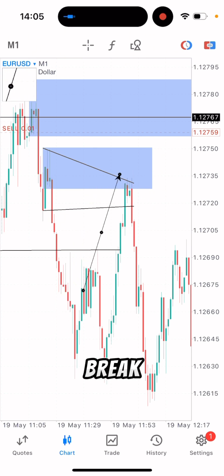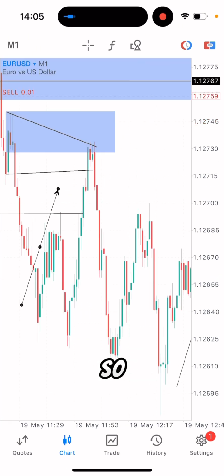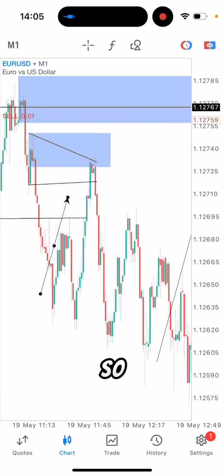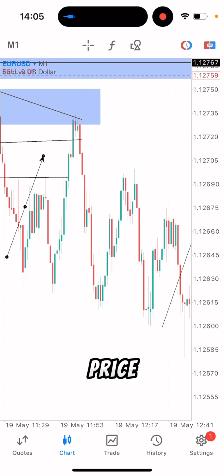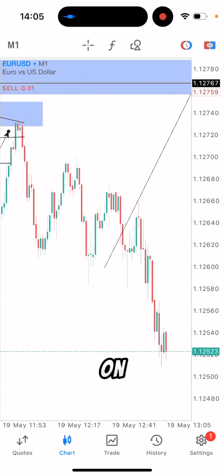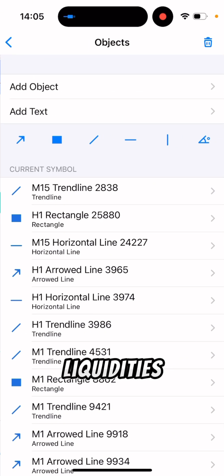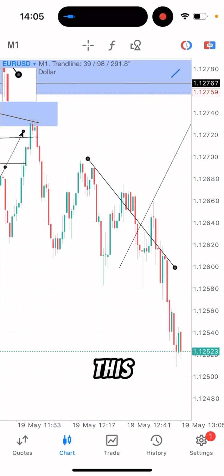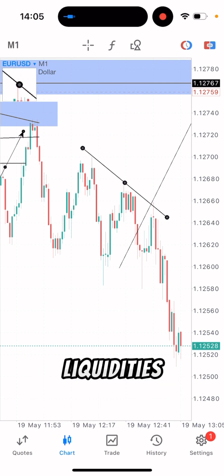So I was just waiting. After that point, what did price do? Price made this very point, it created the liquidity, and price went on creating other liquidities like this, and like this.